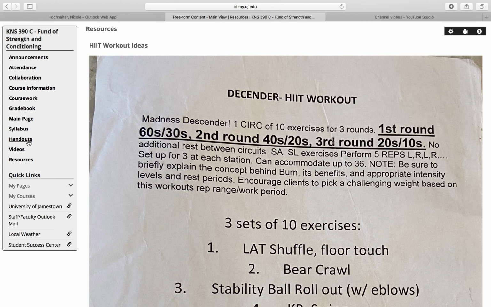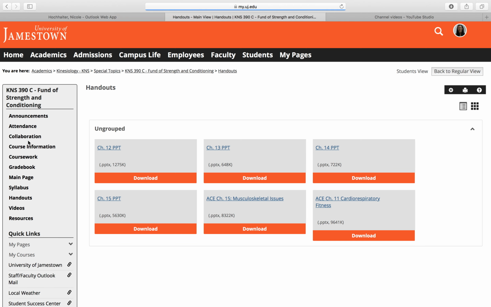Let's go through the notes really quick, or as much as I can. So we are on this ACE Chapter 15 musculoskeletal issues. We only have 2 more chapters to go in this class. So we are almost there, you guys. Stay with me. All that we'll have left after we get through these 2 chapters are some case studies to be working on.